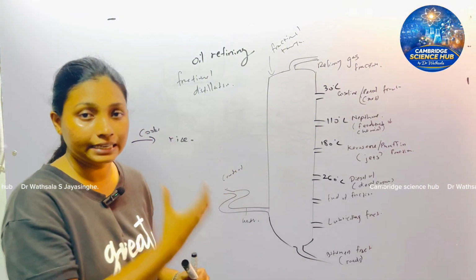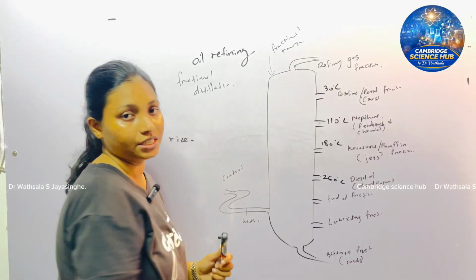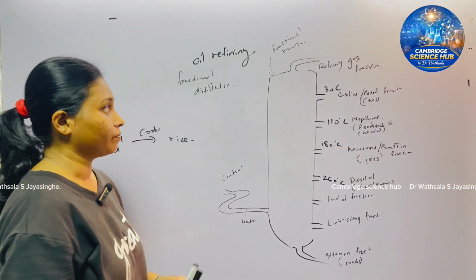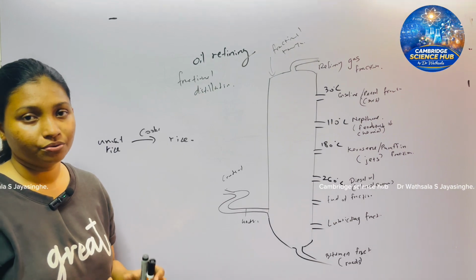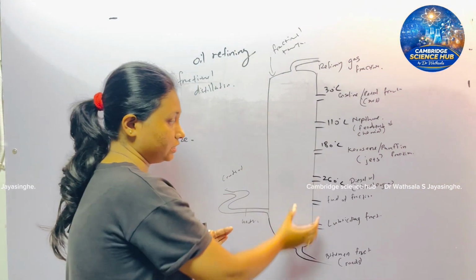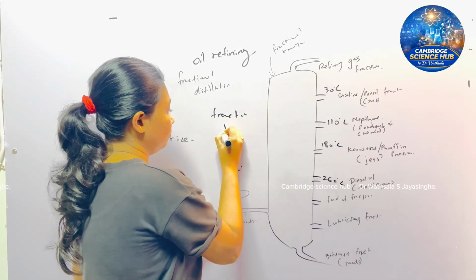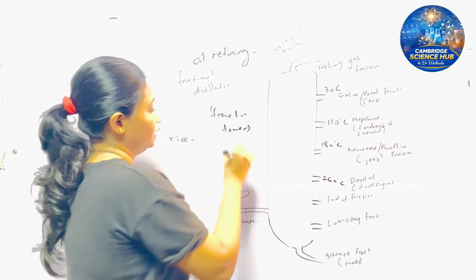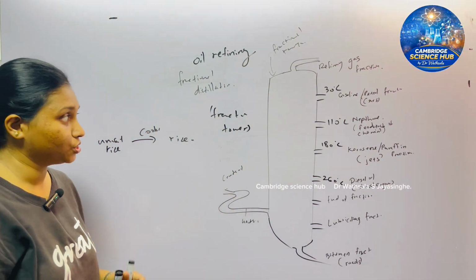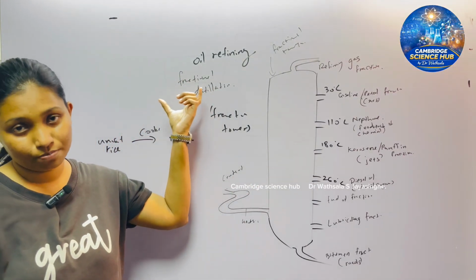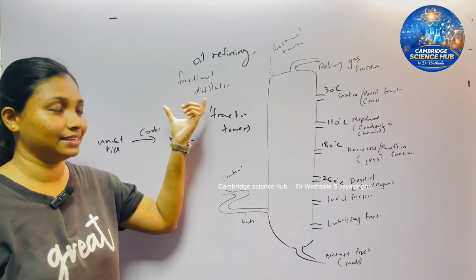Here, crude oil is used. Crude oil is heated, and at different temperatures we can get different types of petroleum substances. For that, we have to use a fractional tower. This process happens inside the fractional tower, and it is known as fractional distillation.